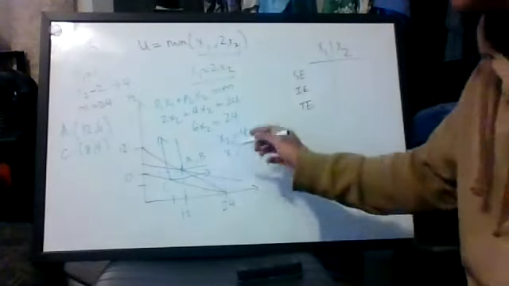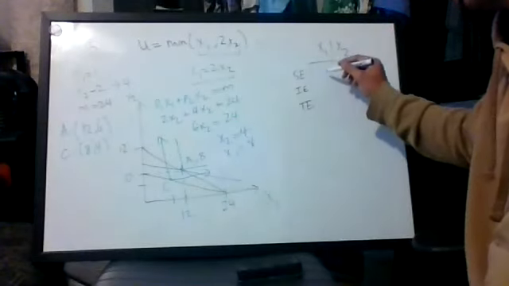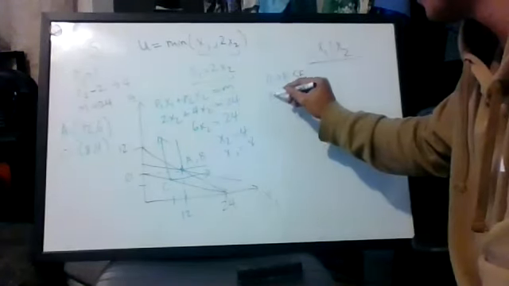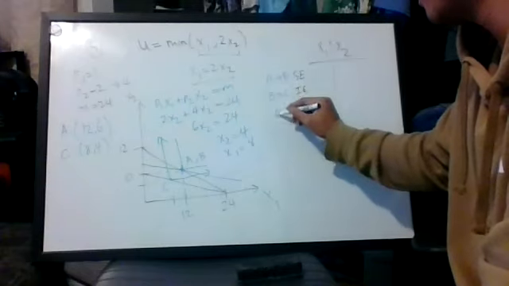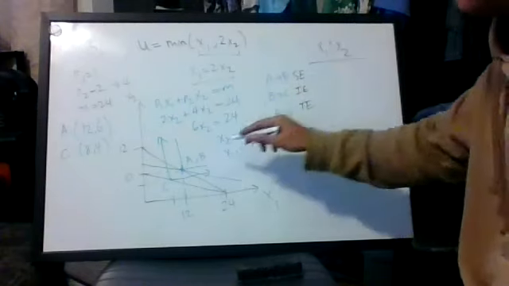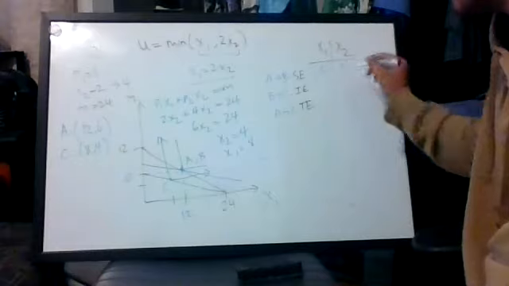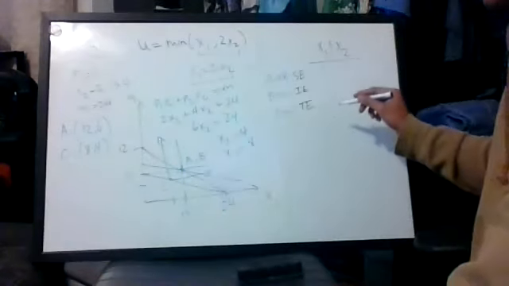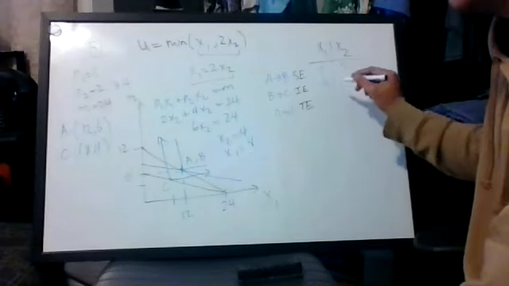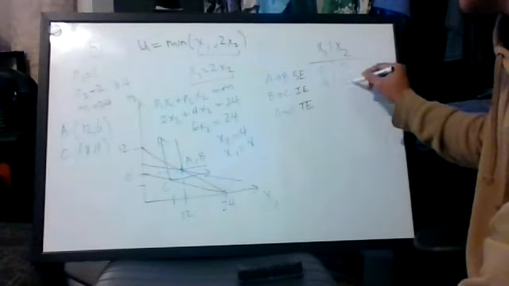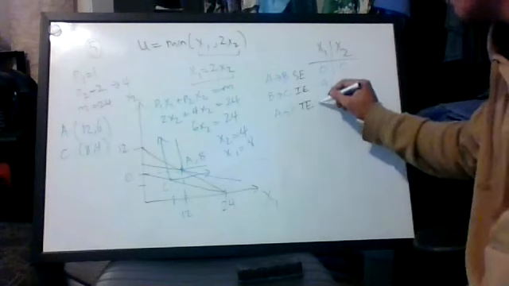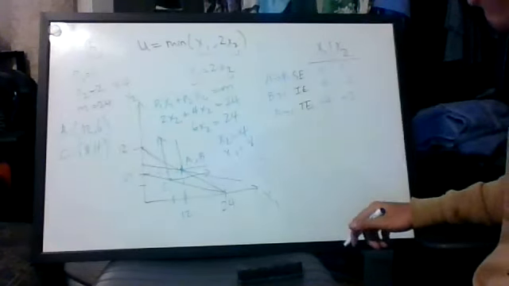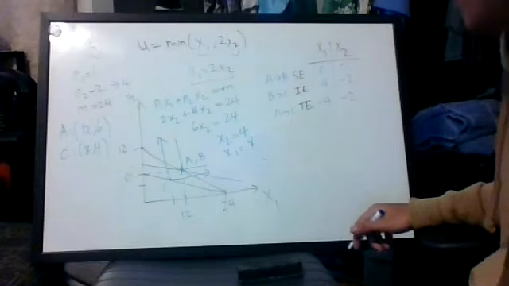But that tells us that the substitution effects going from A to B, if you remember, so this is A to B, this is B to C, and this is A to C, right? Going from A to B, there's going to be 0 substitution effects. Going from B to C, we're going to have -4 and -2, which means that the total effect is -4 and -2, for x1 and x2 respectively.